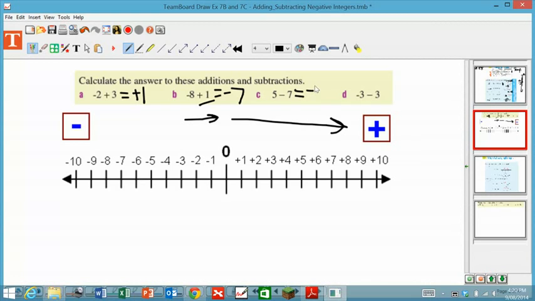So a number line is very useful for working this stuff out. Otherwise, like I said, you think of it in temperature. We're at 5 degrees. It's going to drop 7 degrees. So we must end up at -2.